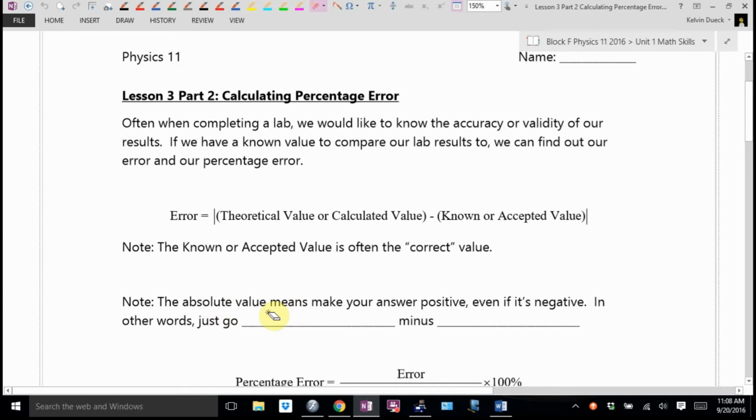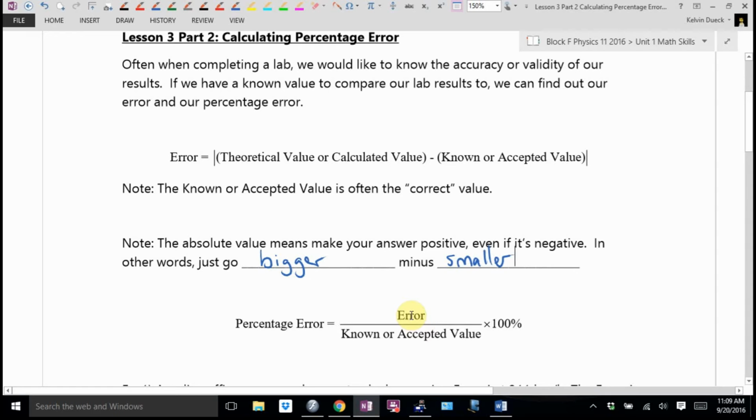Those two vertical lines, you'll learn this year in math if you haven't already, are called absolute value. And what that means is always give me a positive answer. Or always go bigger minus smaller. In other words, if the known value is bigger, go this number minus that number. Give me a positive answer. And the known value or the accepted value is often called the correct value. What other scientists with better instruments have proven is the value. Percentage error is the error divided by the correct or known value times 100%. This seems very confusing until I do a couple of examples.